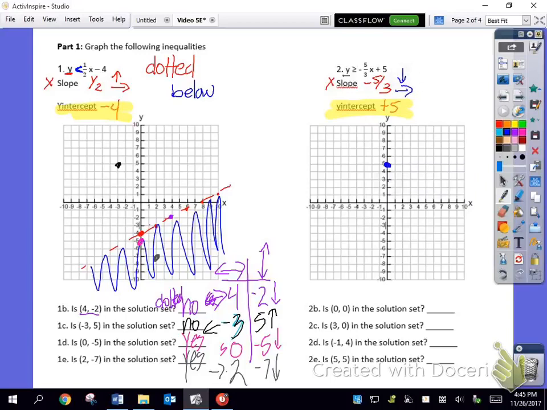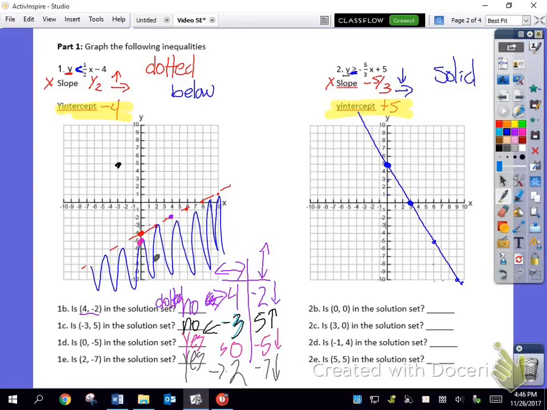So down 5, 1, 2, 3, 4, 5, to the right 3, 1, 2, 3. I repeat that down 5, right 3 to make the line. Now, this has a line underneath the inequality, so it is solid. So I'm going to draw a solid line.